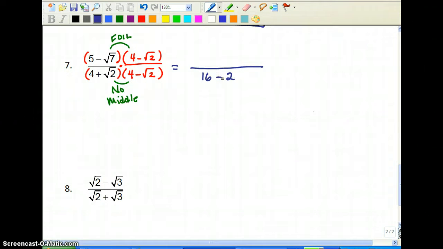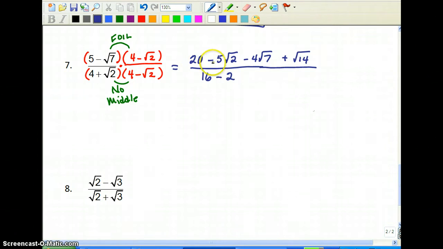Alright, now we're going to have to FOIL the top, and it's just a regular old FOIL problem. So 5 times 4 is 20. 5 times negative root 2 is negative 5 root 2. 4 times negative root 7 is negative 4 root 7. And root 7 times root 2 would be plus root 14.